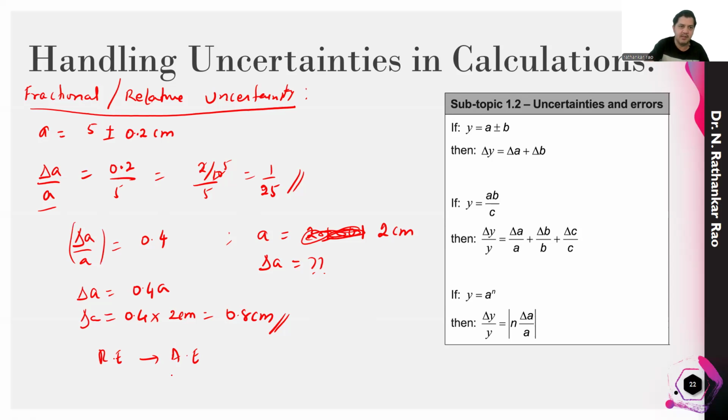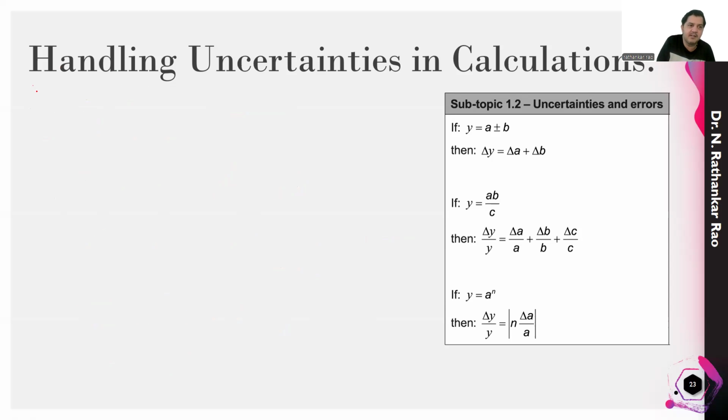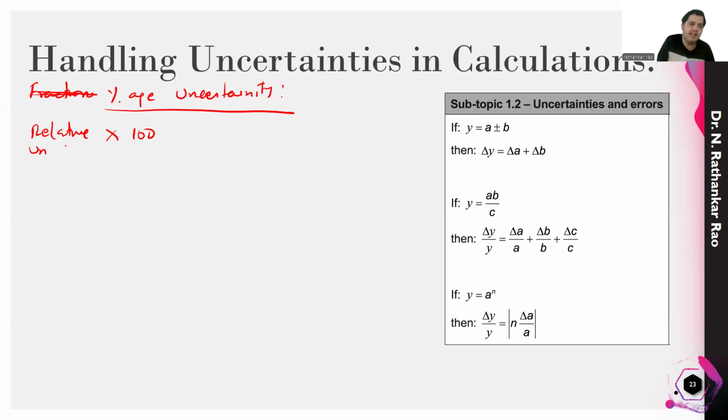Okay. Now let us move on to the next one, the percentage uncertainty. What is percentage uncertainty? This is a very easy thing. Percentage uncertainty is nothing but relative uncertainty multiplied by 100. Whatever you did earlier, you just multiply that by 100. Let us say delta A by A is the relative uncertainty. Multiply this by 100, and this will give you the percentage uncertainty, represented in terms of percentages.